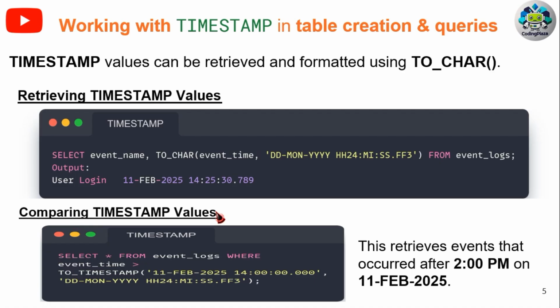Comparing timestamp values: here is one example of how we can compare. If a user logged in, I can check who logged in after 2 o'clock, which means I have to format the timestamp. There is a function called TO_TIMESTAMP in Oracle. You can use this function to format that and retrieve the events. That's what I explained, and we'll go for a real-time example.